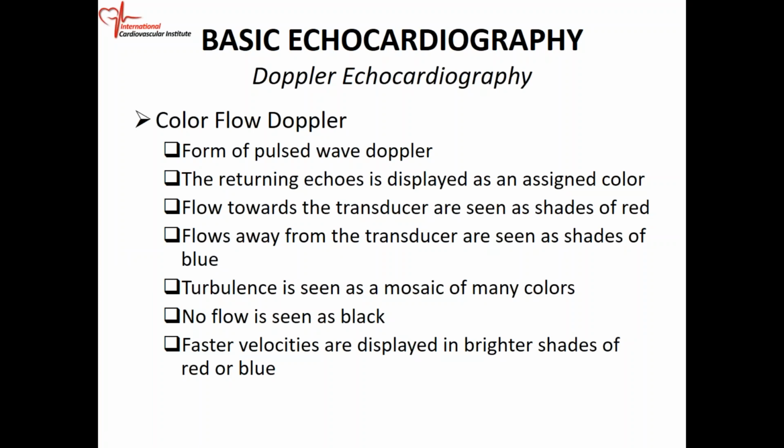Okay? So areas where you'll have turbulence: if you have regurgitation, you'll get turbulence. If you have obstruction, stenosis, you can also get turbulence. You don't have that nice laminar flow. You have speeding up and slowing down. So you have turbulence, a mixture of the colors. No flow is seen as black. Faster velocities are displayed in brighter shades of red or blue.